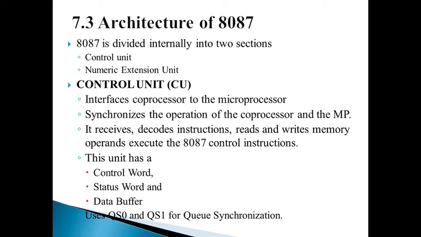The control unit interfaces the coprocessor to the microprocessor system bus. It also synchronizes the operation of the coprocessor and the microprocessor. The control unit receives and decodes the instructions, also reads and writes the memory operands, and executes the 8087 control instructions. Here control instructions are those related to some controls, not for the execution of any numeric instructions. The control unit is responsible for establishing the communication between the CPU and memory, and also for coordinating the data bus to check for the 8087 instructions.